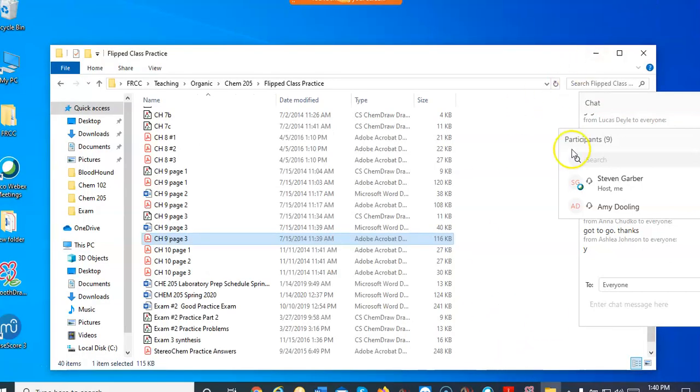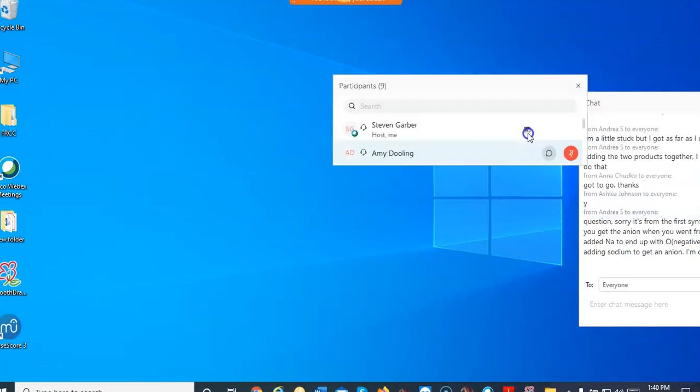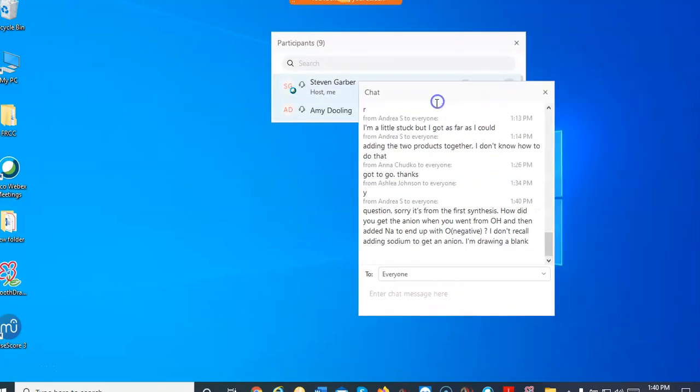Okay, so with that said, oh, I got a question here. All right, sorry about that. Question starts from the first synthesis. Oh my goodness, I don't know if I remember what it was. How did you get the anion when you went from OH and then added sodium? Oh yeah, I don't recall adding sodium to get an anion.